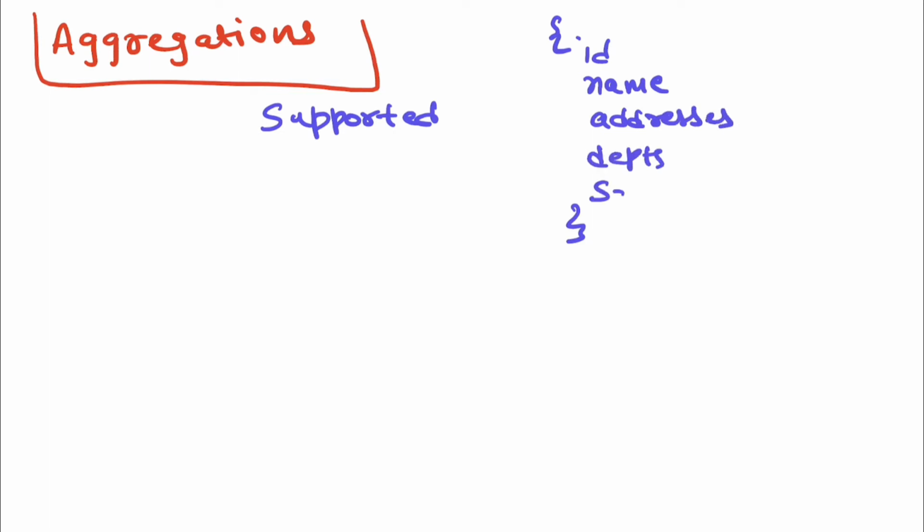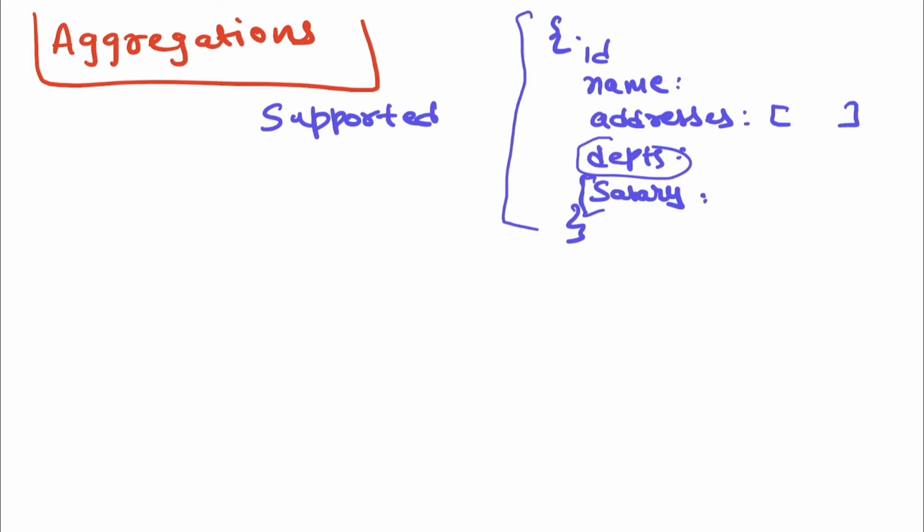Now we'll talk about aggregations. Within MongoDB, you can aggregate your data also. So aggregation is supported within MongoDB. Let's say you have multiple employees, where an employee has ID, name, addresses, department, and salary. And for example, you want to find the sum of the salary of employees in a particular department. In this case, you have to do a group by, as well as the sum of the salary for all the employees in a particular department, right? This is the aggregation operation, and this kind of operation is completely supported within MongoDB.